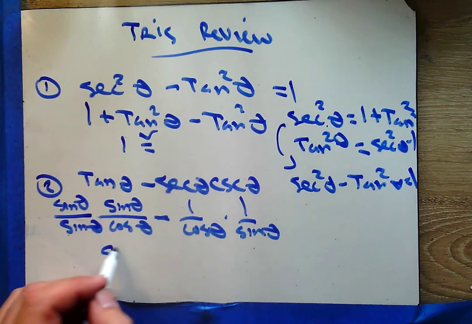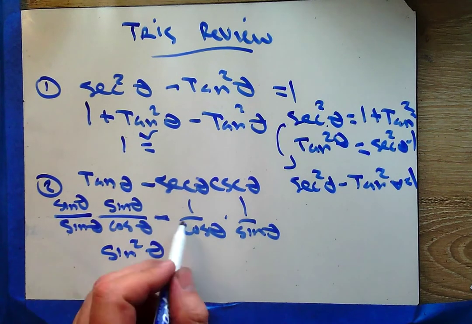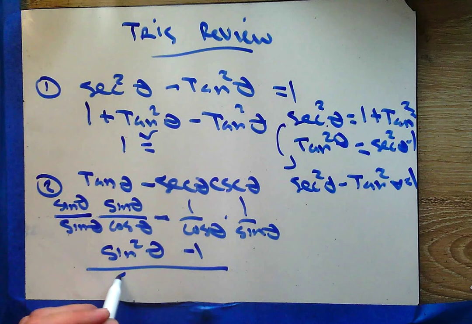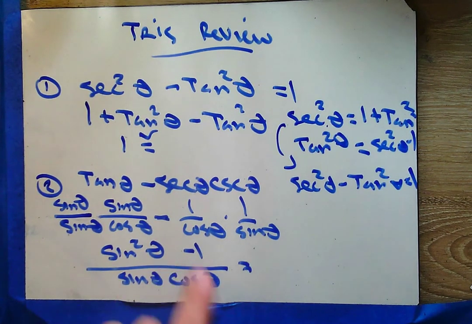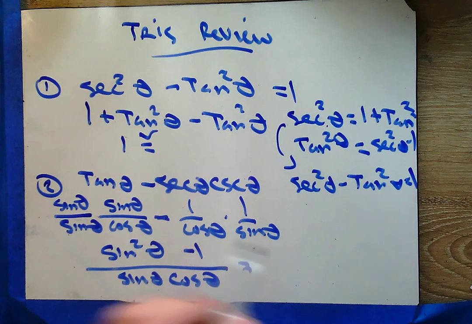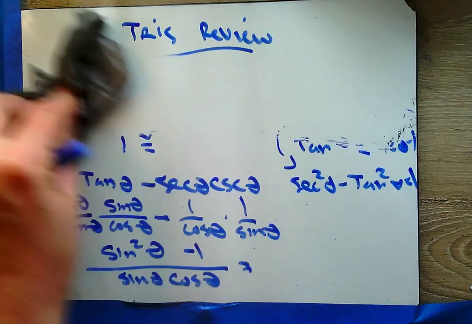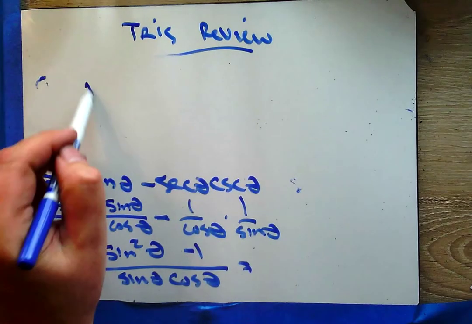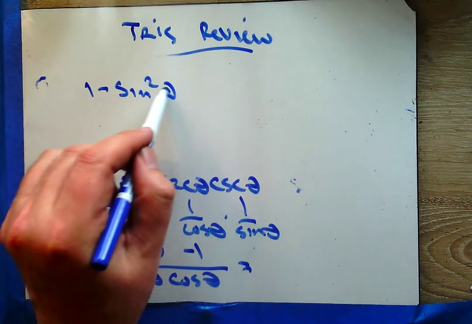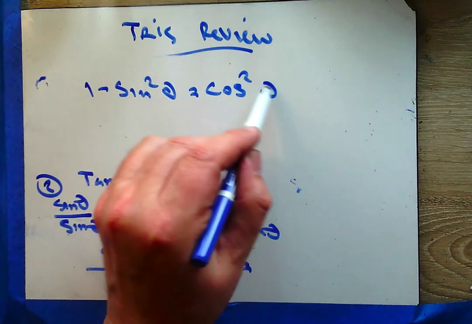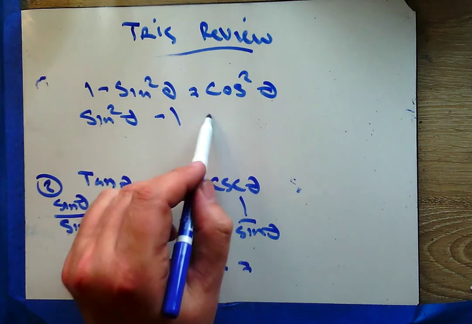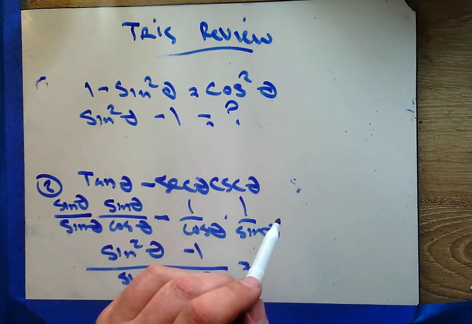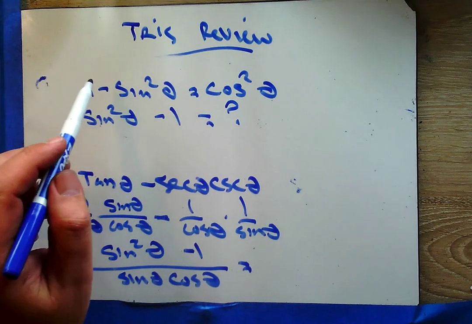So on top now I have sine squared, I have minus 1, and on the bottom, sine theta cosine theta. All right, what is sine squared minus 1? Well, I know that 1 minus sine squared theta is cosine squared, but I have sine squared theta minus 1. What's that going to be?